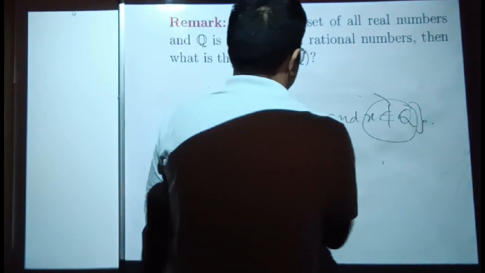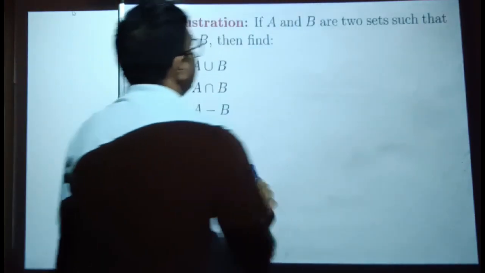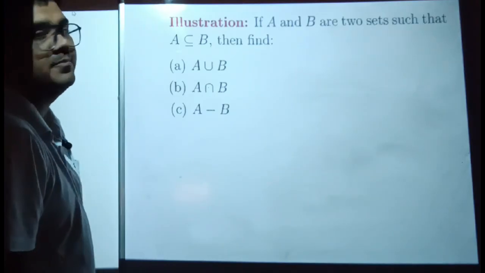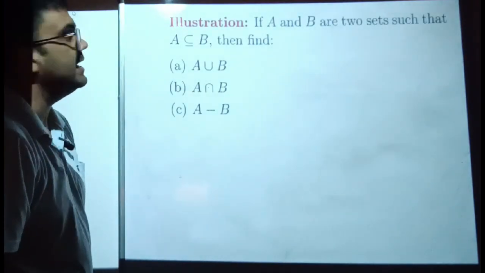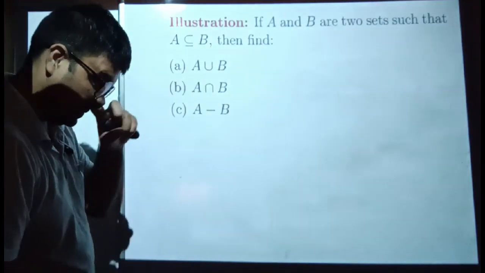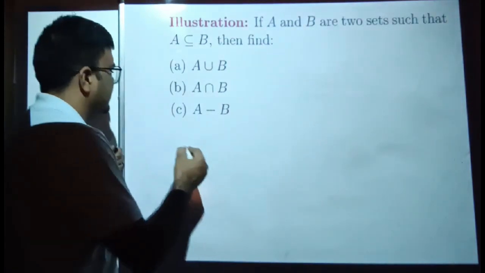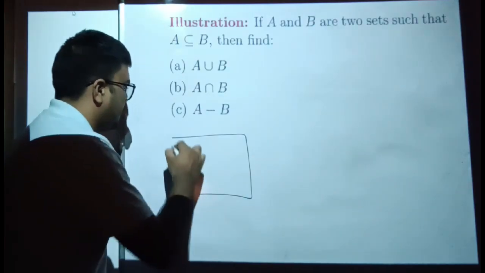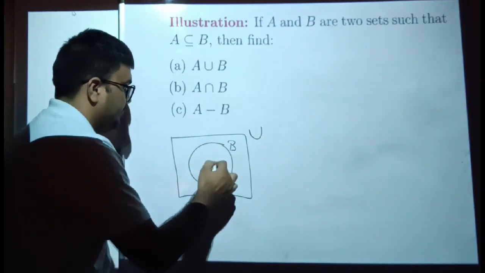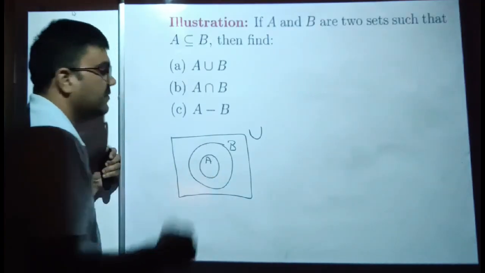Next we have, if A and B are two sets such that A is a subset of B, then we have to find A union B, A intersection B and A minus B. Let us consider the Venn diagram, the easiest way for this. U, B, A is a subset of B.